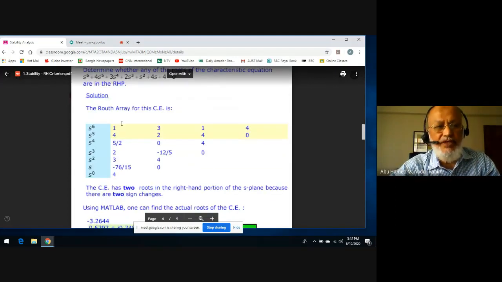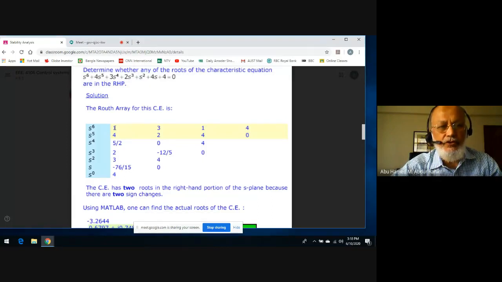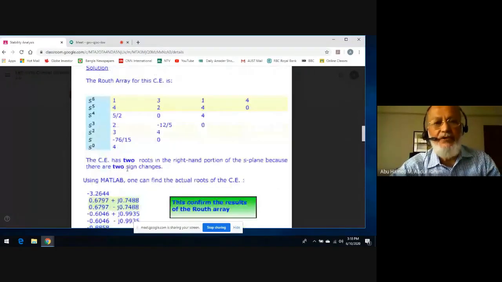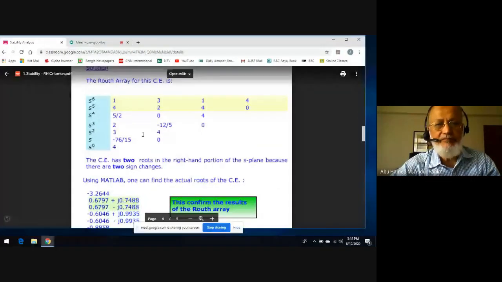So we formed the Routhian array for this example, and we saw that there is a change of sign in the first column. All of these are plus, then there is a minus and then plus. So we say that the system is unstable. And then we also ask how many changes of sign there are. This is plus, minus, minus, plus. So two changes of sign, two roots in the right half. So this is simply a review of whatever we did last time.